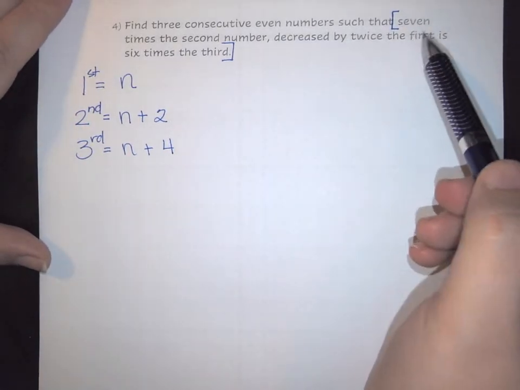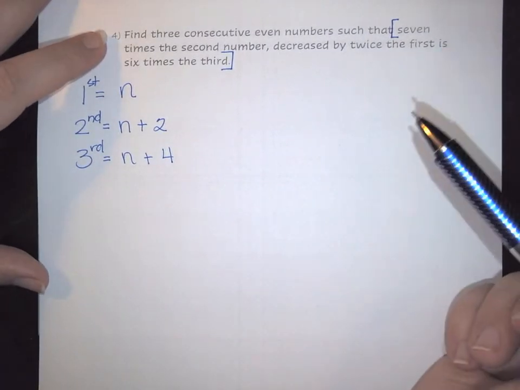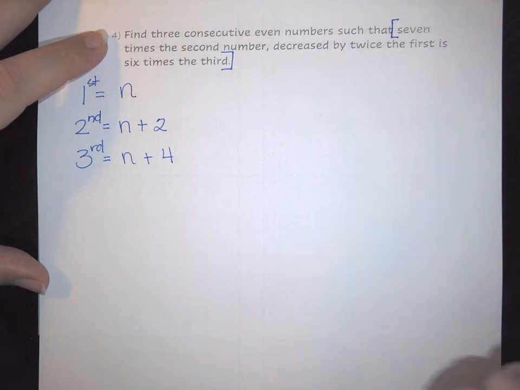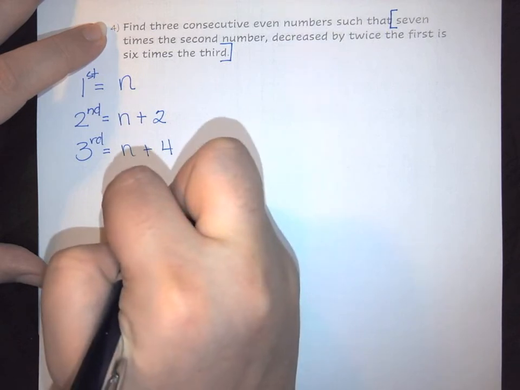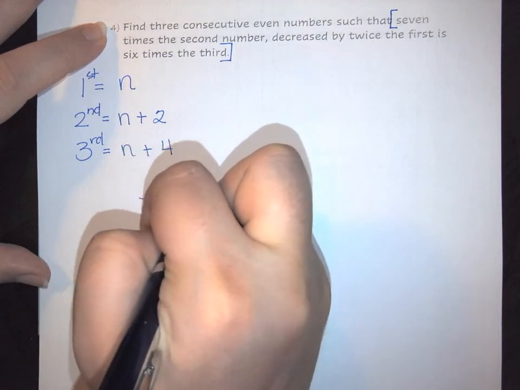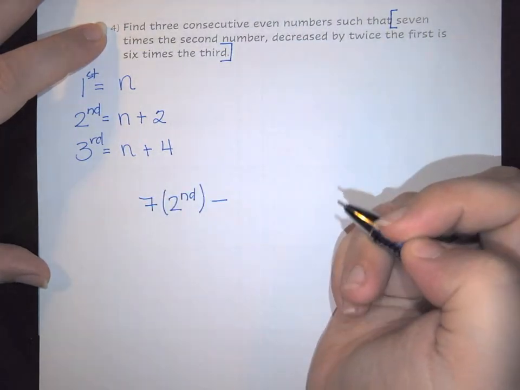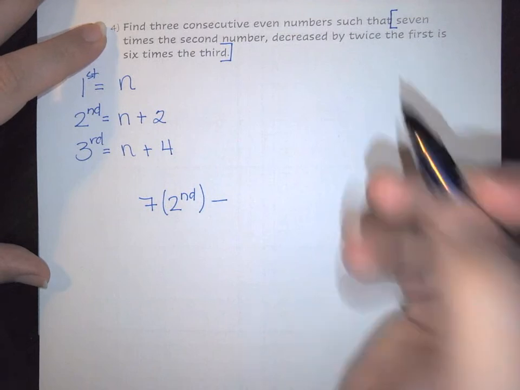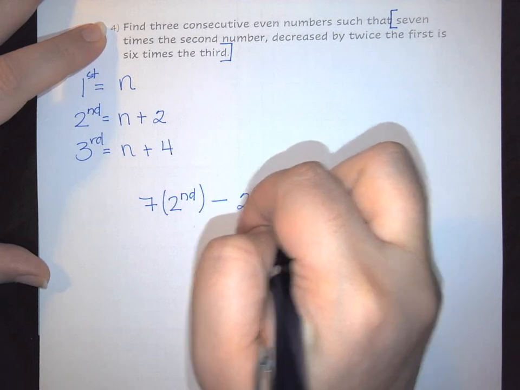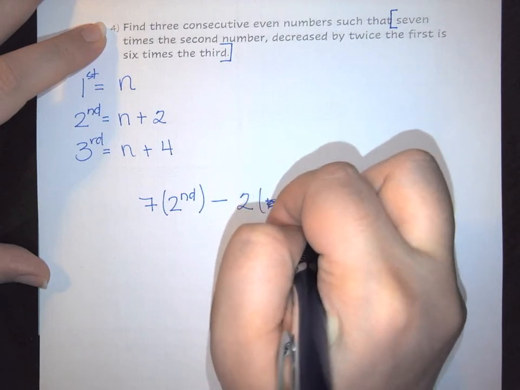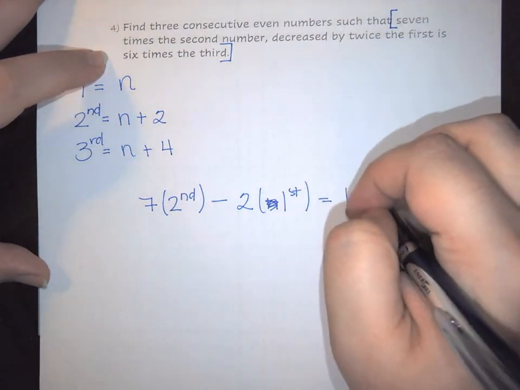So I need to set this up the same way we did the other problem, by reading it piece by piece. So I have 7 times the second number. So here this is going to start where I have 7 times your second number. Decreased by means subtract. Twice the first. So this is going to be twice the first number. Is means equals 6 times the third.